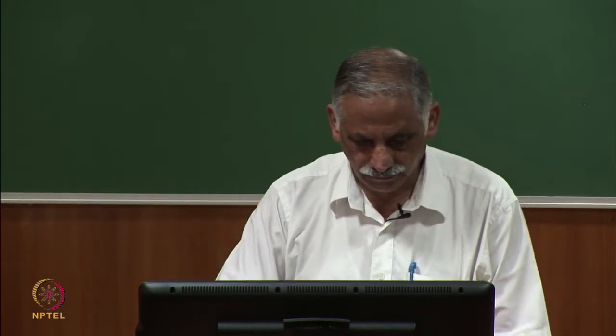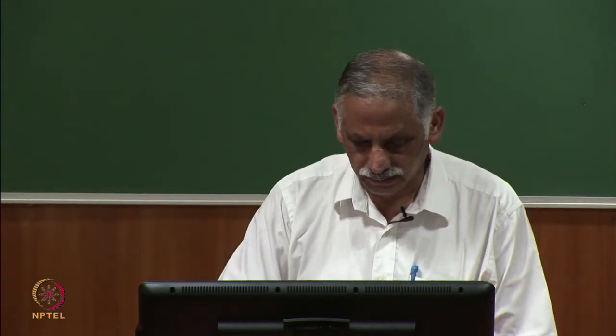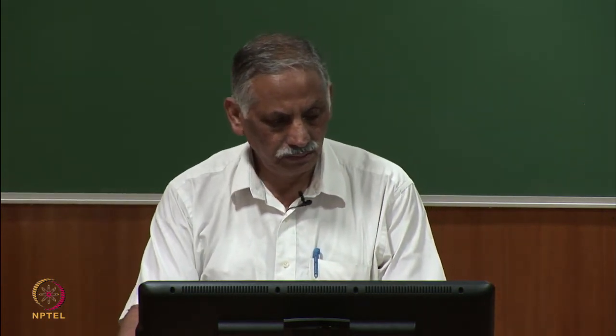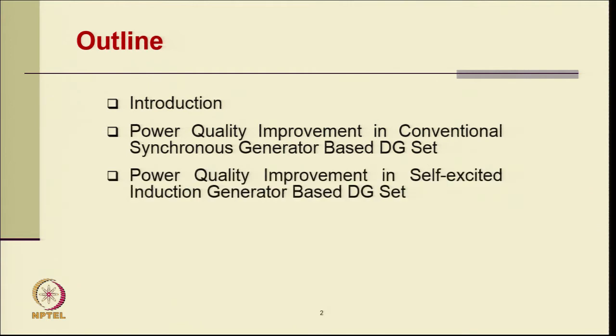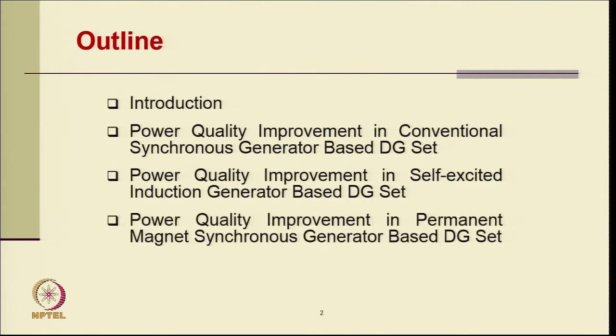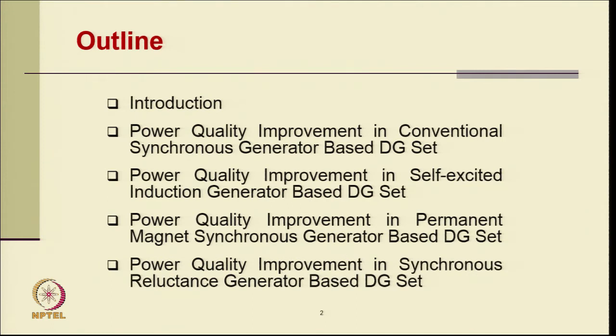So, we will discuss today the power quality improvement in diesel generator set based power supply system, with the outline that we will introduce: power quality improvement in conventional synchronous generator based diesel generator set, power quality improvement in self excited induction generator based DG set, power quality improvement in permanent magnet synchronous generator based diesel generator set, and power quality improvement in synchronous reluctance based DG set.